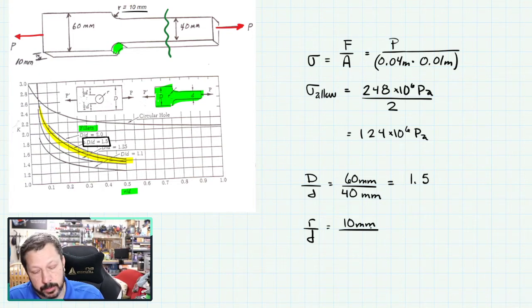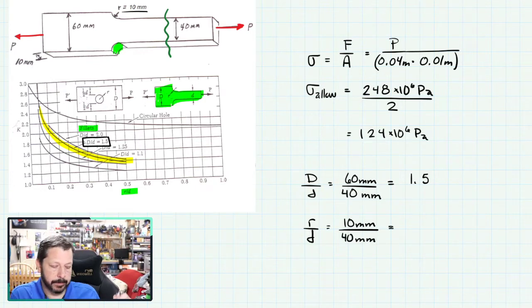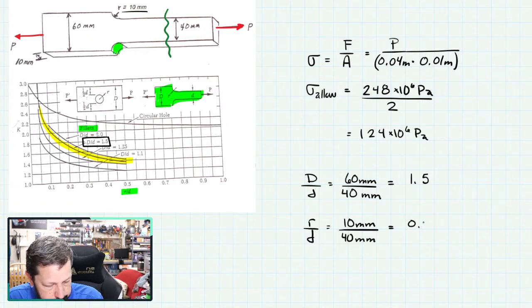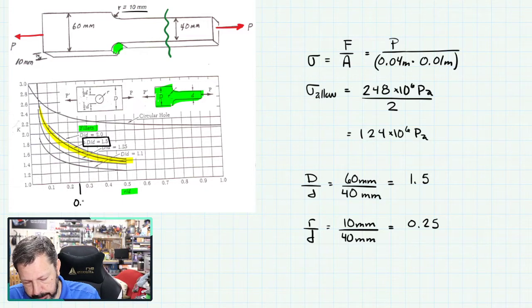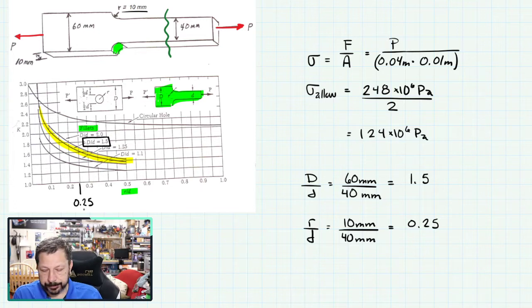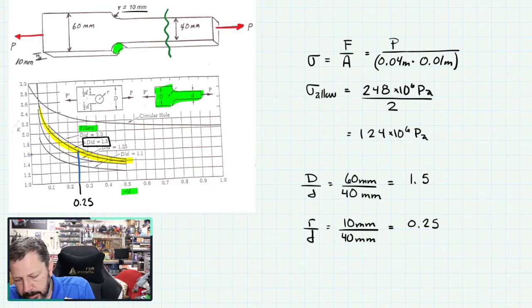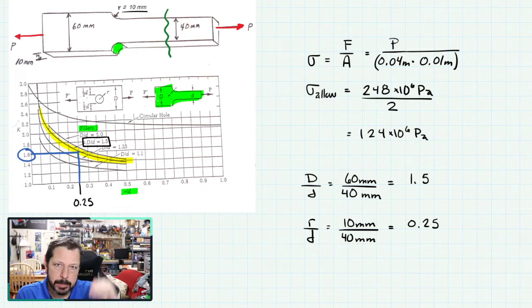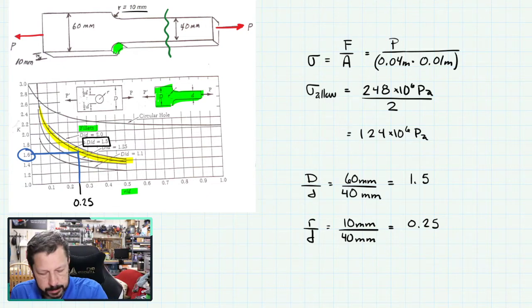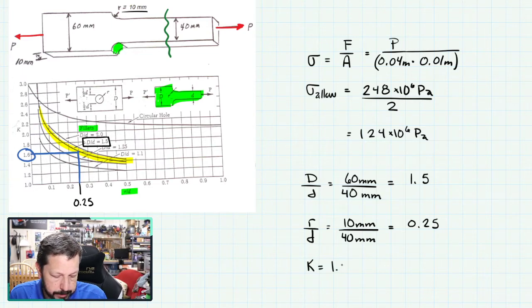D is the same value it was before. It's the 40 millimeters, this is the lowercase d. So we've got the ratio of 10 to 40, 1 to 4, so 0.25. So what I do is I find 0.25 on my chart, and I intersect that with the trace that I was looking at. So that'll go here, and it is really close to landing on a K value of 1.6. It's probably a little bit above that, but we'll call it 1.6. So K is, from our chart, 1.6.